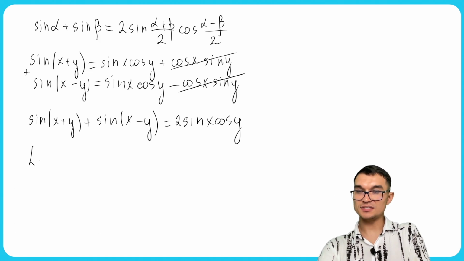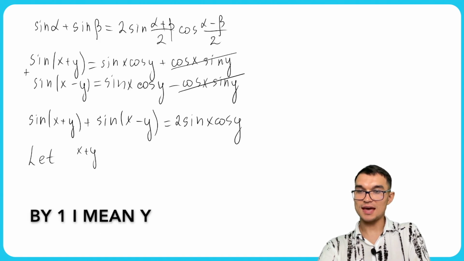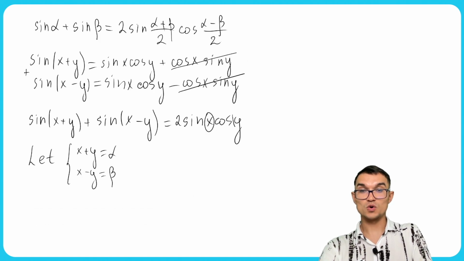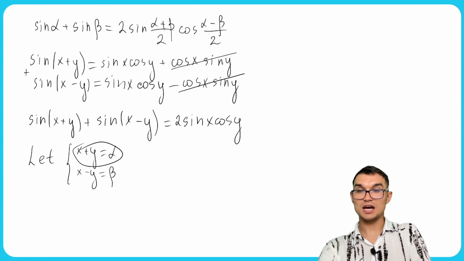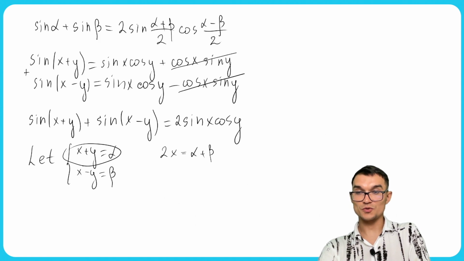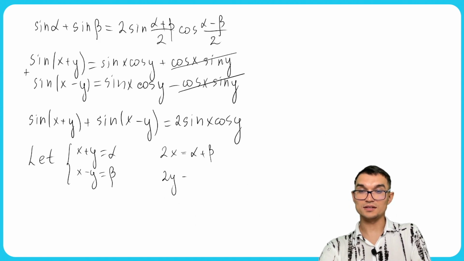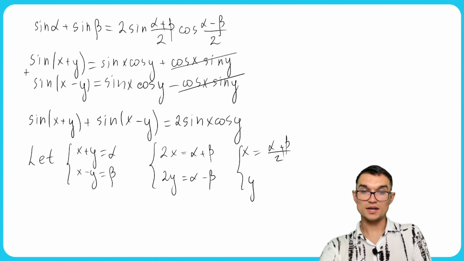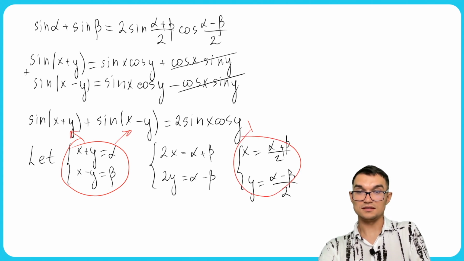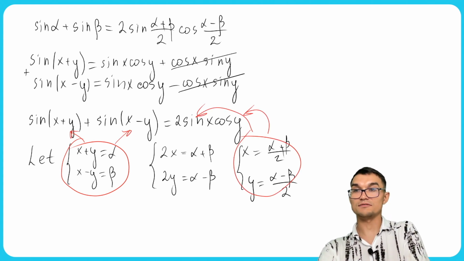And now if we let x plus y equal alpha and x minus y equal beta, then we can find x and y. So adding these two equations, I will have 2x equals alpha plus beta, and subtracting these two equations, I will have 2y equals alpha minus beta. So x equals alpha plus beta over 2, and y equals alpha minus beta over 2. And if we plug that in here and that in here, then we're going to have the formula.